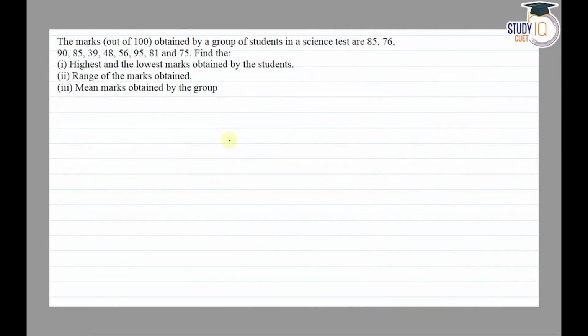Hello everyone, this question appears in class 7th NCERT chapter of data handling. This is 6th question of its exercise 3.1. So the question says that the marks out of 100 obtained by a group of students in a science test are 85, 76, 90, 85, 39, 48, 56, 95, 81 and 75. Find the first, highest and the lowest marks obtained by the students.